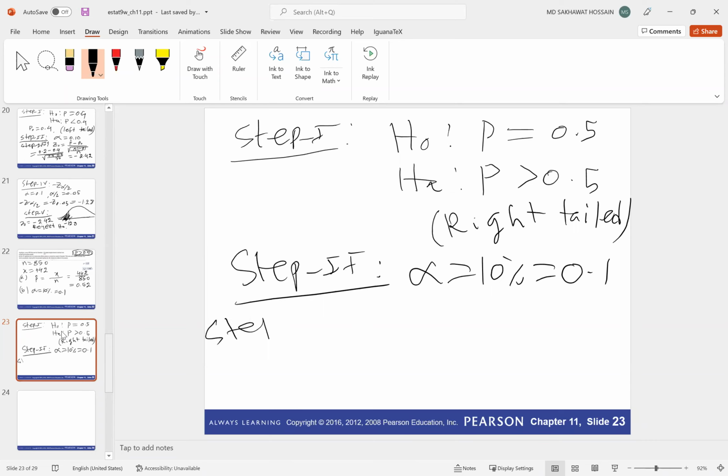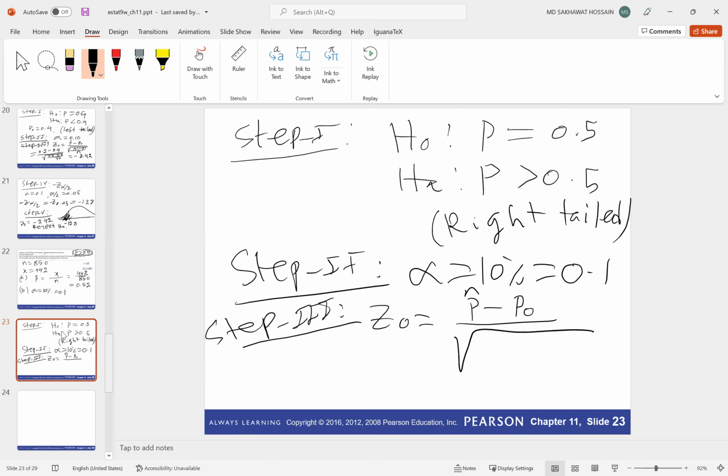Then step three, calculate the test statistic. Z observed, which is p hat minus p0 over square root of p0 times 1 minus p0 over n. So this is the formula to calculate the test statistic.